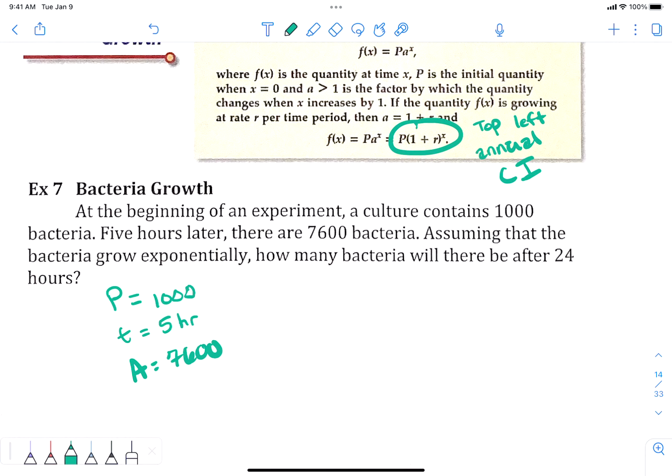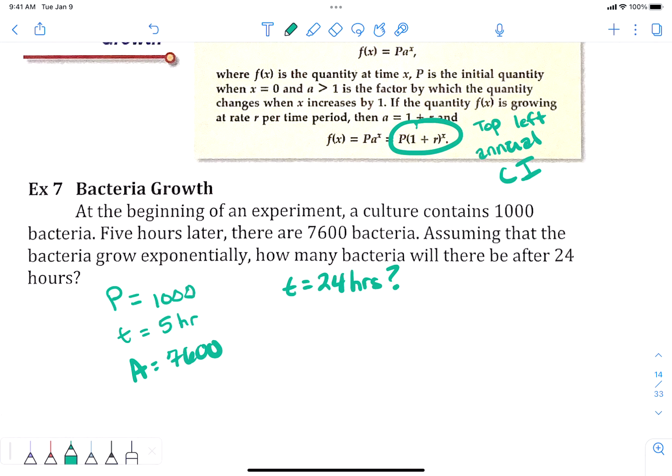Assume that the bacteria grow exponentially. How many bacteria will there be after 24 hours? So I want to know time of 24 hours. What's happening? Okay, after a time of 24 hours, what is happening?